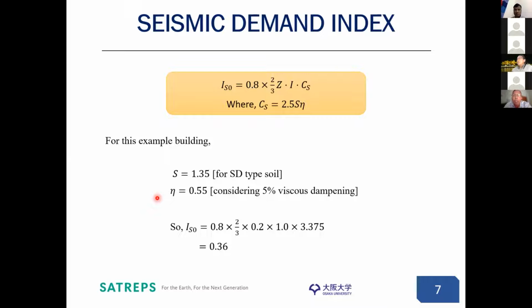If some information is not available to engineers while calculating, they should assume conservative estimations, or assume something that will give conservative estimations. As Nakano-sensei a little bit earlier mentioned, conservative estimations are really good for us. So in that case, we considered the worst type, and that gave us an Is0, or the seismic demand limit, of 0.36. What that means, I will come to this point later.